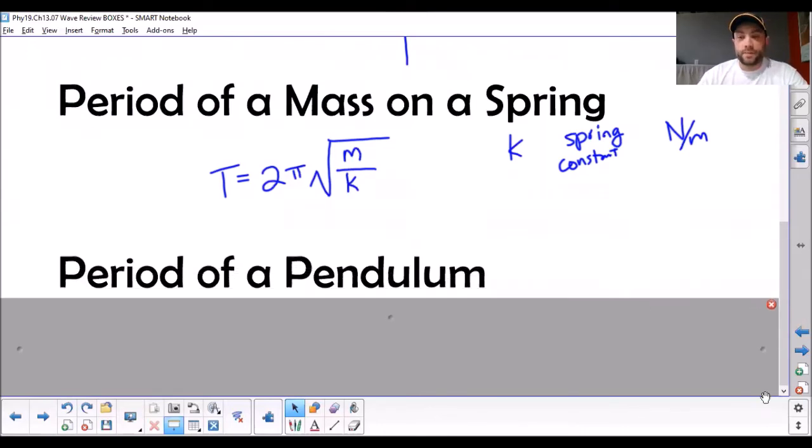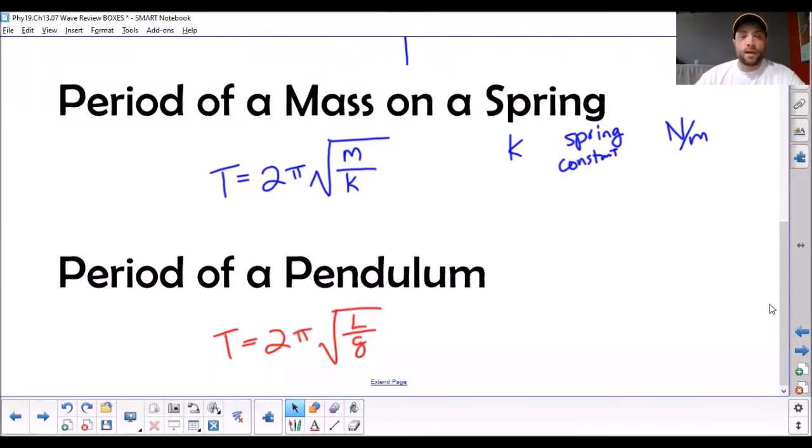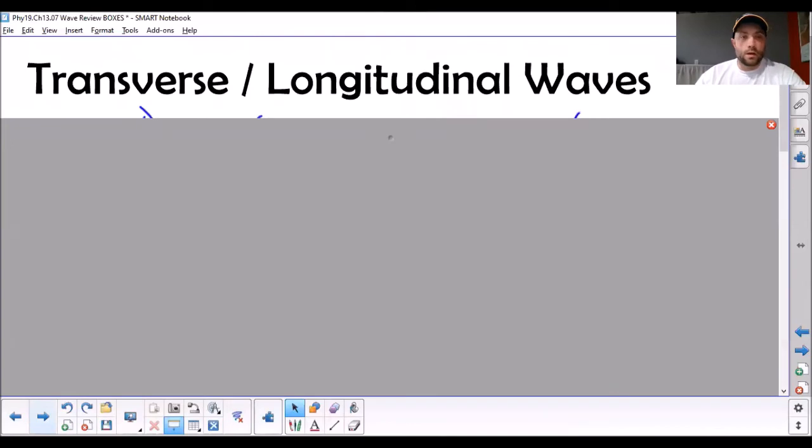All right, then we had period of a pendulum, and that was very similar to the period of a mass on a spring. That was 2 pi times the square root of the length of the string over gravity. So those were the two main equations for physical objects that move back and forth. Right, then we had 2 types of waves, transverse and longitudinal. Do you remember what those were?